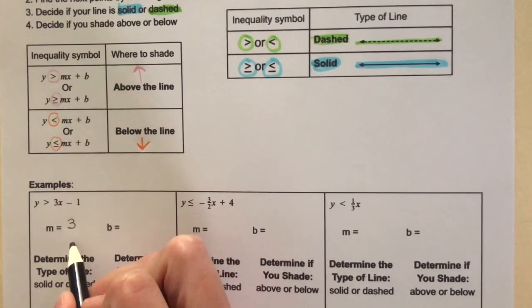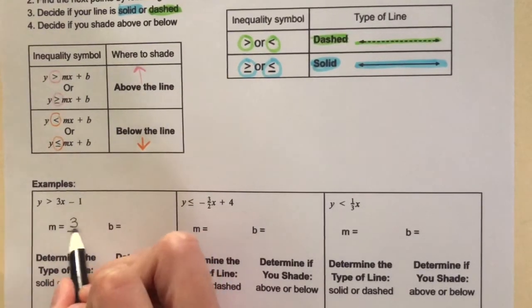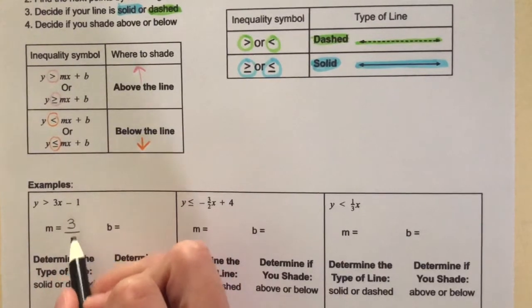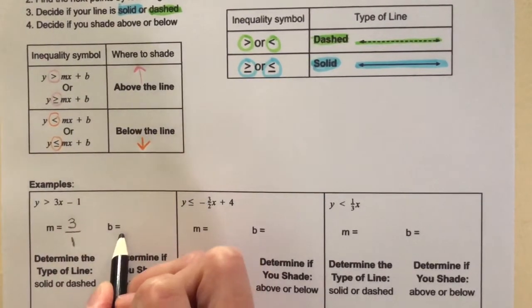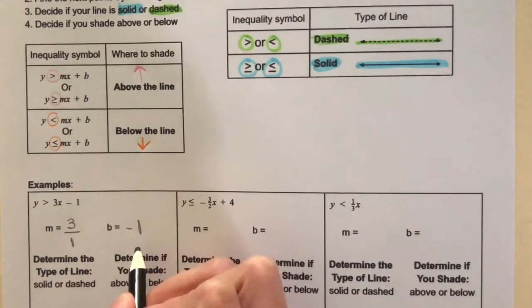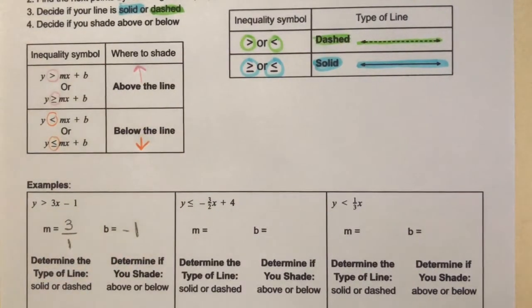But don't forget, slope should be the ratio of the rise over the run, and 3, the whole number, written as a fraction would be 3 over 1. So I know the slope of this line is 3 over 1. I also know the y-intercept is -1. So I know where I'm starting and how I'm moving. Now I need to determine if I'm going to be creating a solid or dashed line, and if I'm going to be shading above or below.